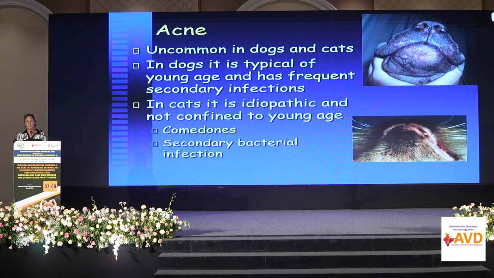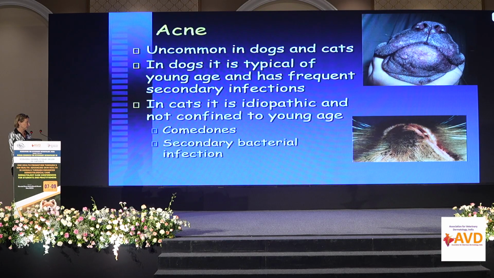What you're going to see much more commonly is acne. So acne, again, in dogs is something that you typically get in young individuals, and they frequently then get secondary pyoderma with it. And in cats, it's something that you can find at basically any age. It's not just confined to young individuals. But the important thing is that they get secondary infections.